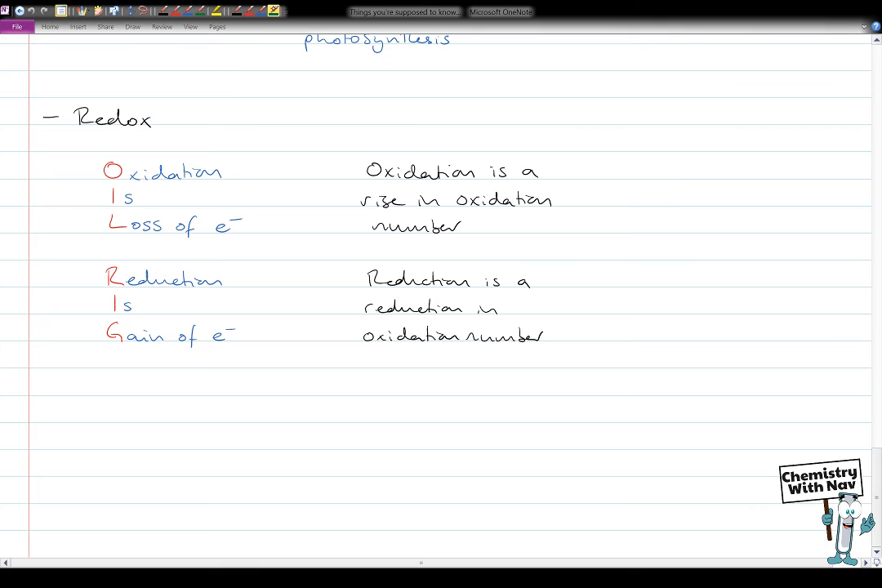But let's also remember the very simple idea of oxidation, which sometimes gets lost at a higher level. Oxidation is gain of oxygen, and reduction is loss of oxygen.